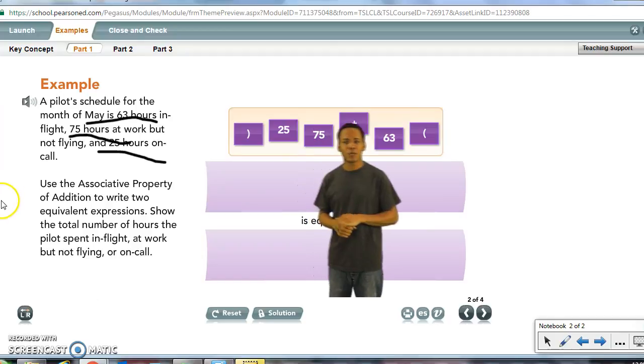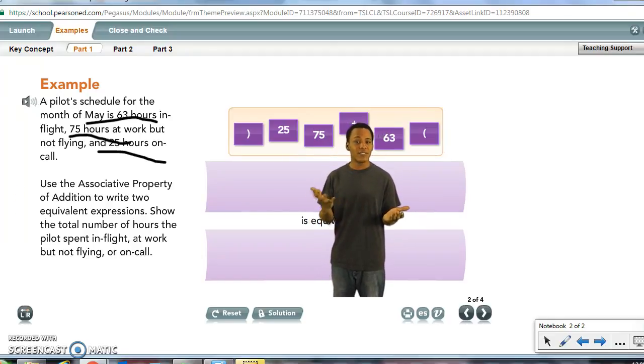How should you group these numbers? What makes the most sense? Grouping 63 and 75 makes sense because they represent the hours the pilot spent at work. On the other hand, grouping 75 and 25 makes sense because their sum is 100, which is an easy number to work with.